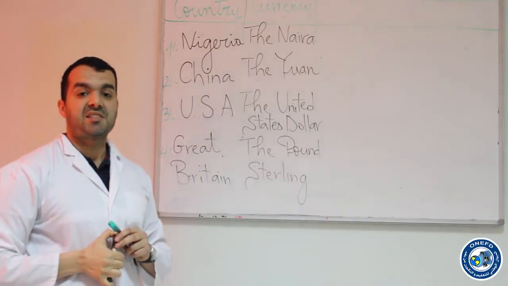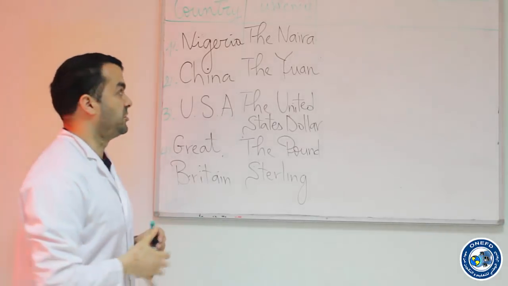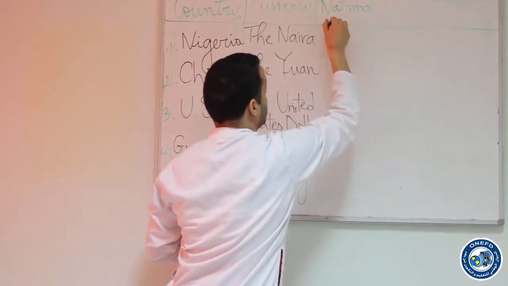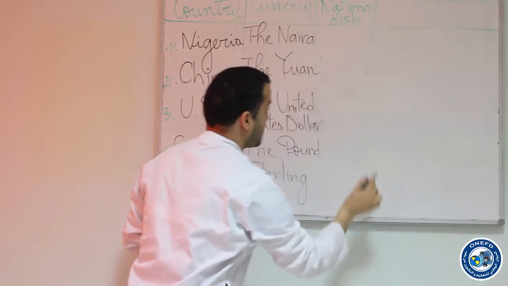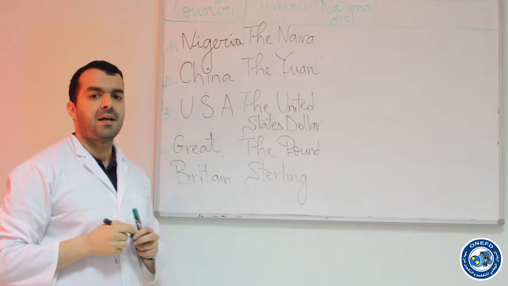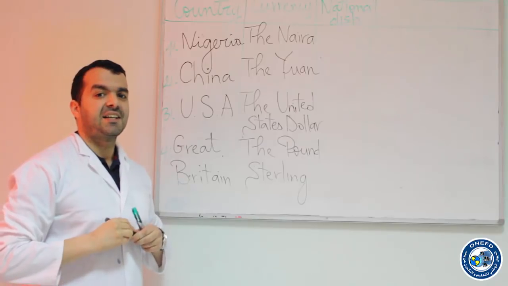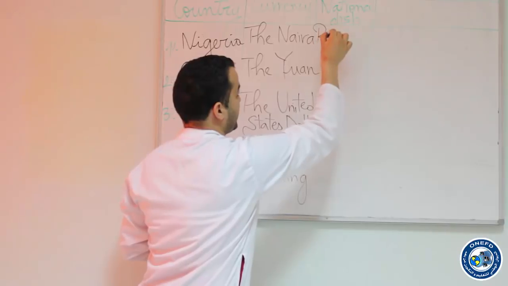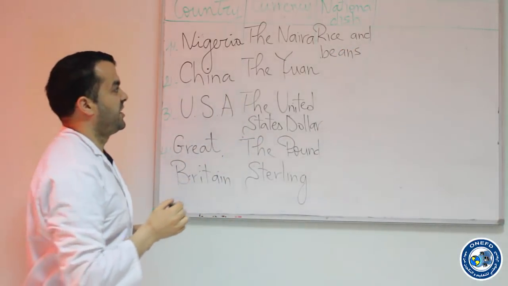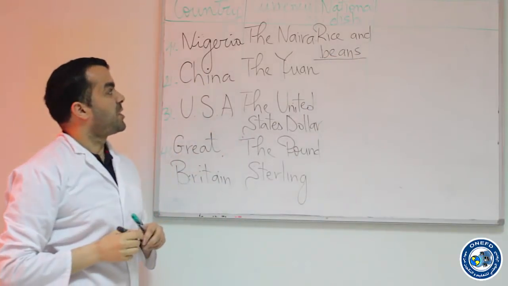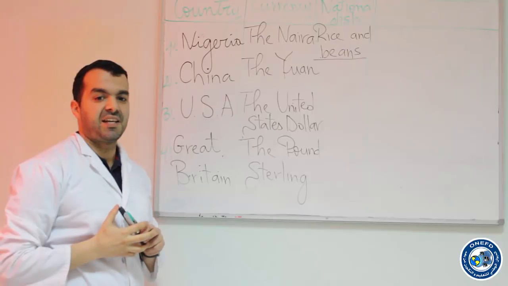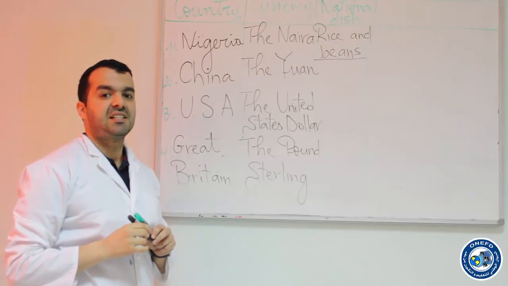Wonderful. Now, let's move on to the national dish or the national food. What is the national dish in Nigeria? Can you remember? It's rice and beans. Now, what is the national dish in China? It's the Peking roasted duck.